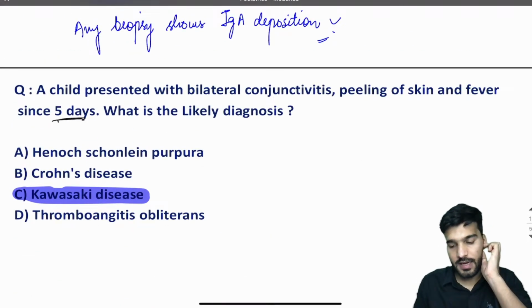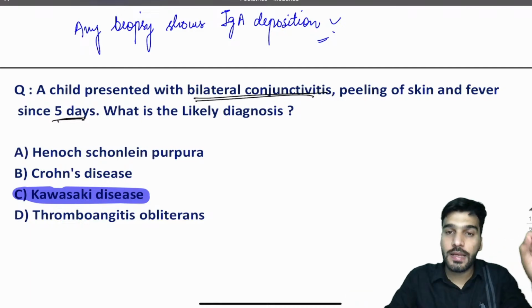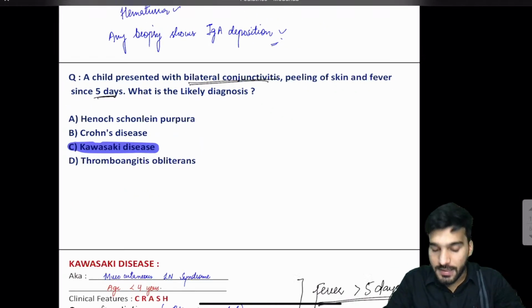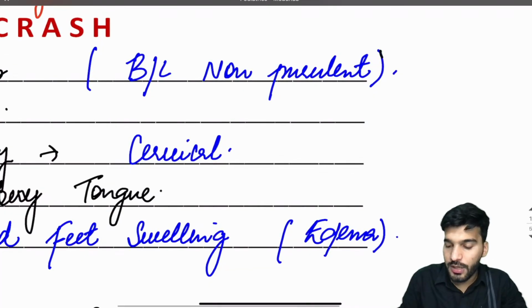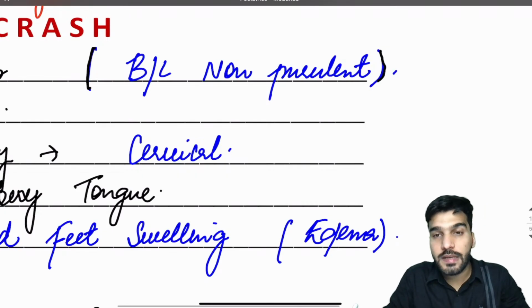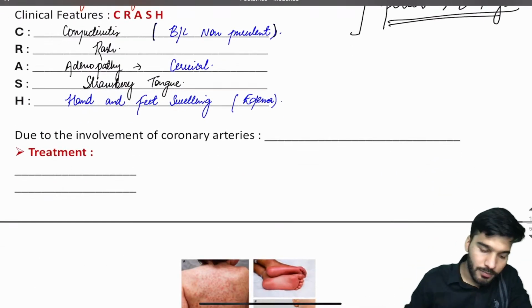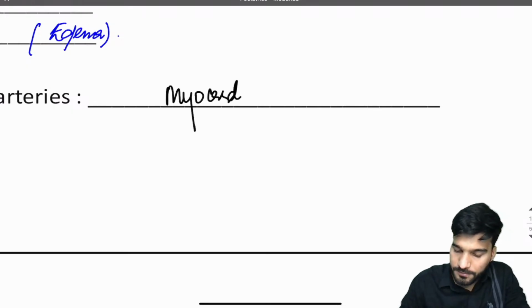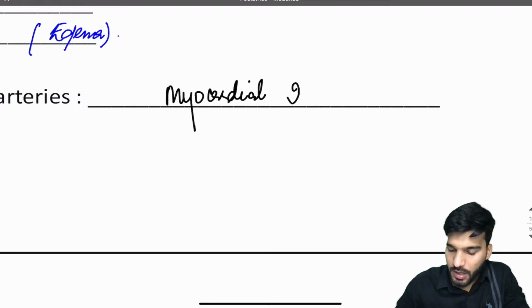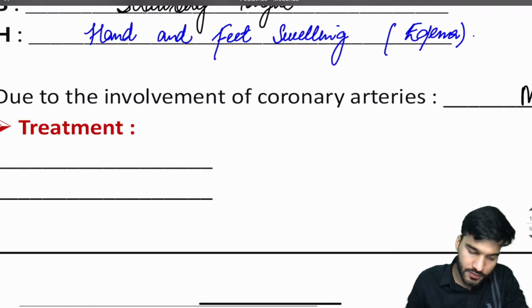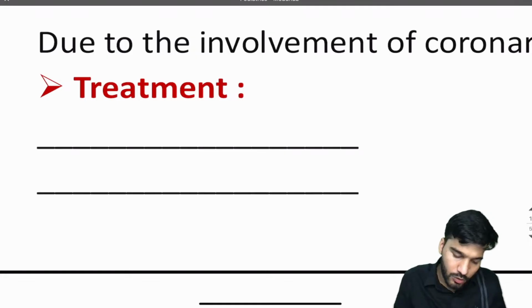So fever since 5 days with bilateral conjunctivitis. The question they can ask is which of the following is not a feature of Kawasaki disease. They will mention a purulent conjunctivitis, but it is exactly a non-purulent conjunctivitis that is seen in Kawasaki disease. Clear? Due to the involvement of the coronary arteries, the patient can have a myocardial infarction. And what is the treatment? Treatment is IV immunoglobulin.